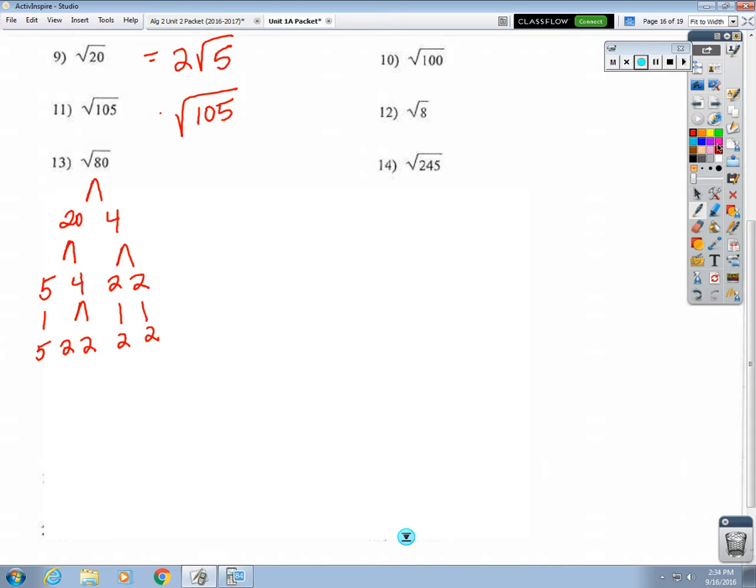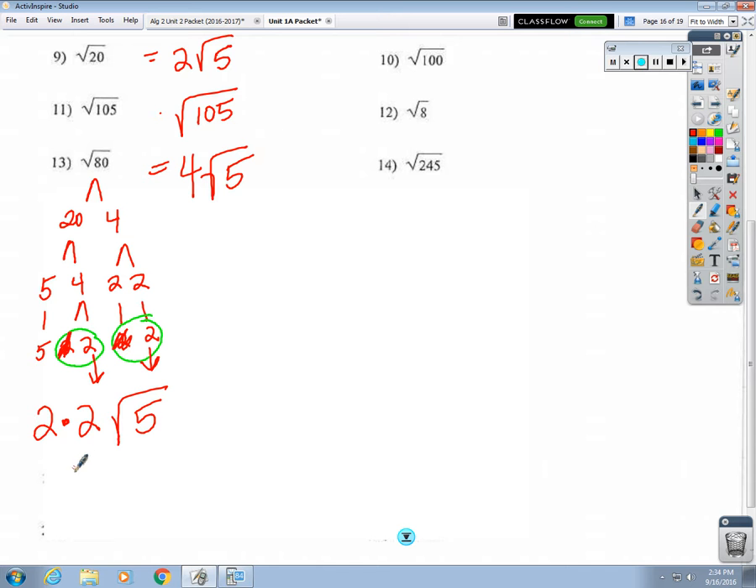We got some identical twin daughters living in this house, and they're both bad news. So kill, kill, kick out, kick out. So we have both daughters on the outside, and then 5 on the inside for a final answer of 4 square root of 5.